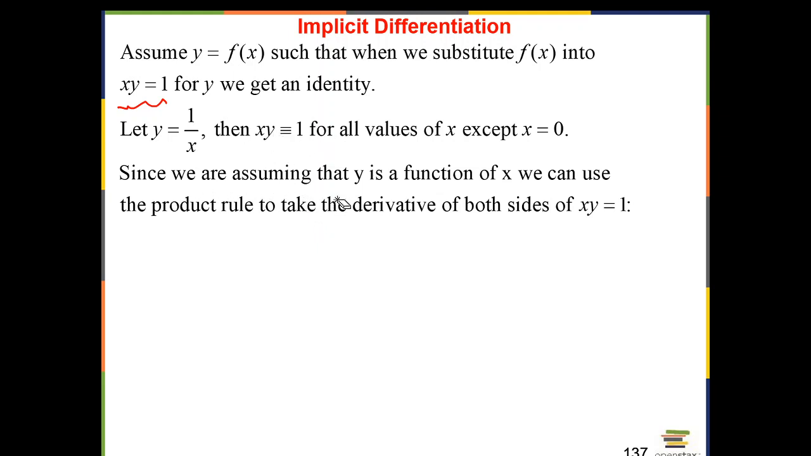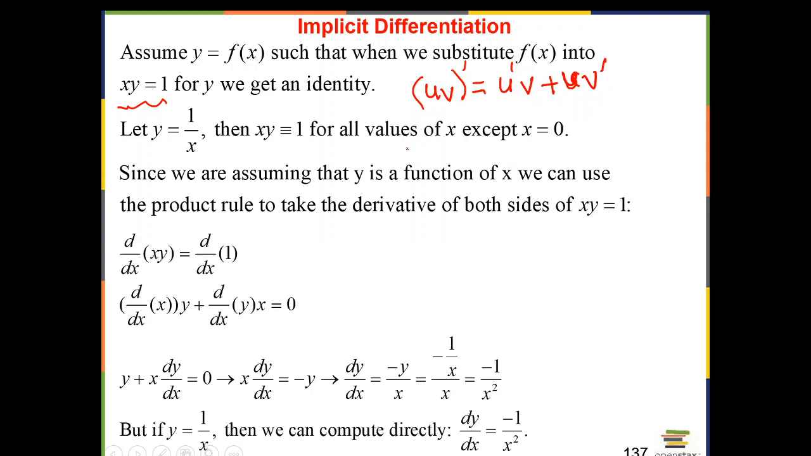Then xy is an identity. So since we are assuming that y is a function of x, we can use the product rule to take the derivative of both sides of xy equals 1, right? So remember, the product rule, if you have uv and you want to prime it, is u prime v plus uv prime. Now here, the difference is that we're going to think of y as a function of x. So that means when we want to find the derivative of it, we have to be careful and use the chain rule.